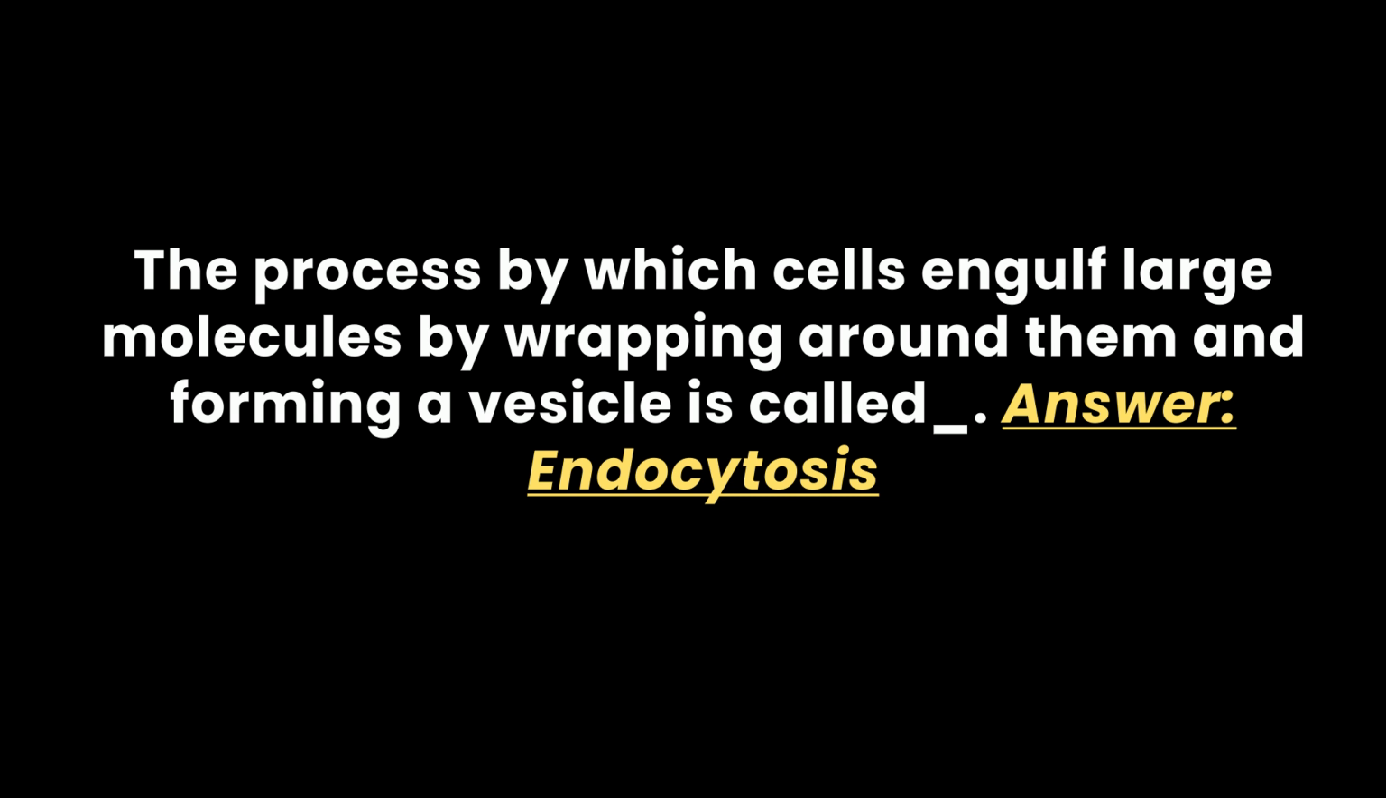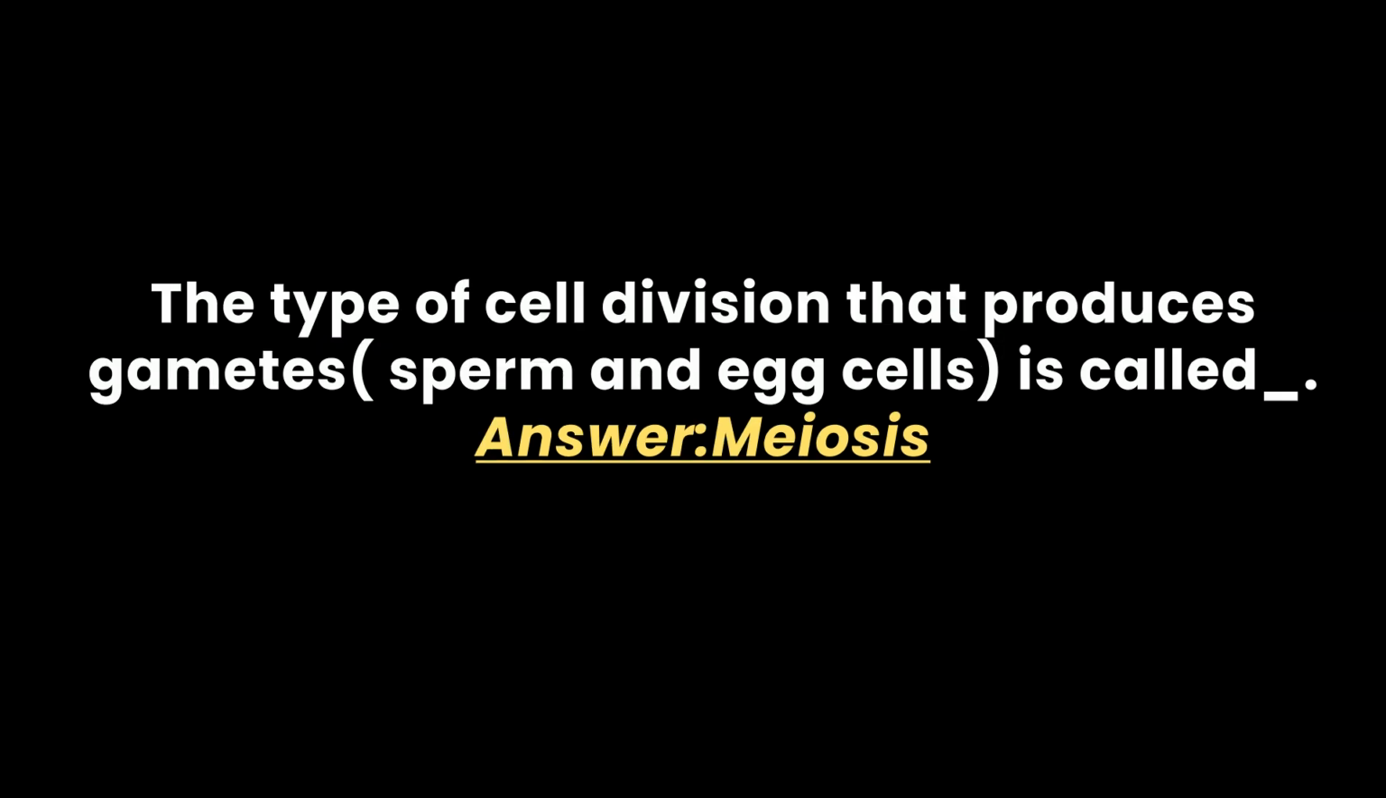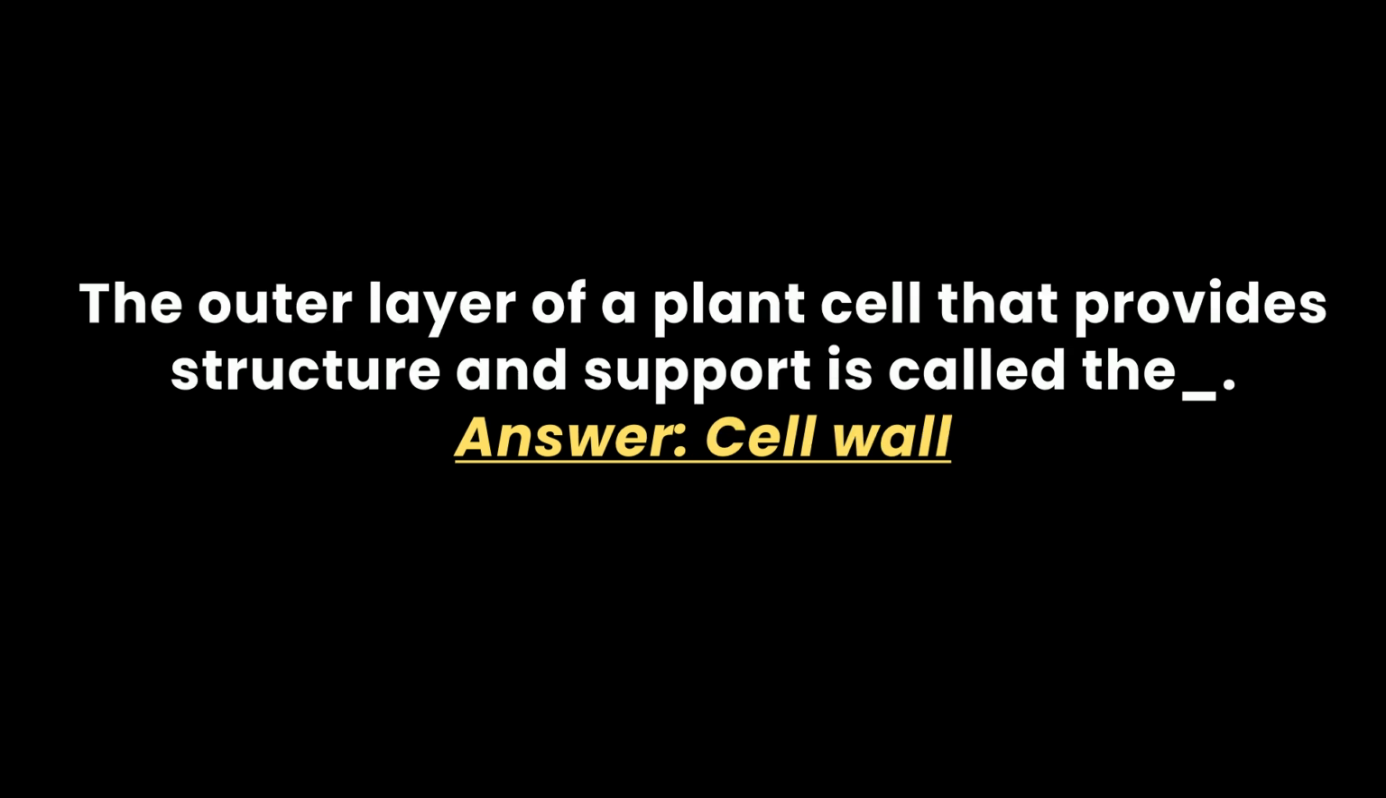underscore. Answer: endocytosis. The type of cell division that produces gametes, sperm and egg cells, is called underscore. Answer: meiosis. The outer layer of a plant cell that provides structure and support is called the underscore. Answer: cell wall. Matching questions.